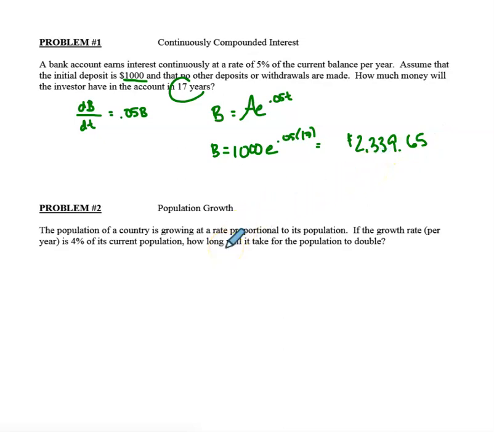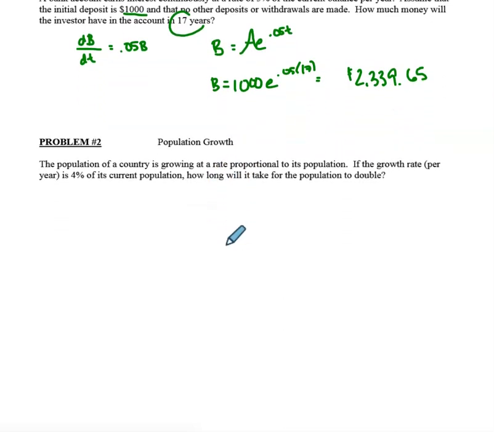My next problem deals with population growth. We're being told that the population of a country is growing at a rate proportional to its population. So that should ring a bell in your head that says, okay, this is a differential equation that is based on growth and decay. So my diffy-q would be the population is changing with respect to time at a rate proportional to the current population. And then they tell us that the growth rate is 4% of the current population. So I put in a 0.04 here. So the question then is, how long will it take for the population to double?